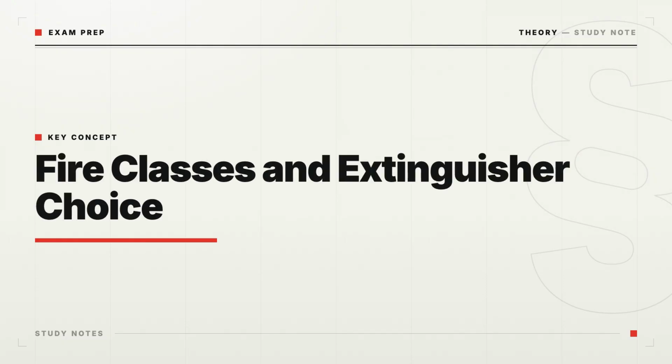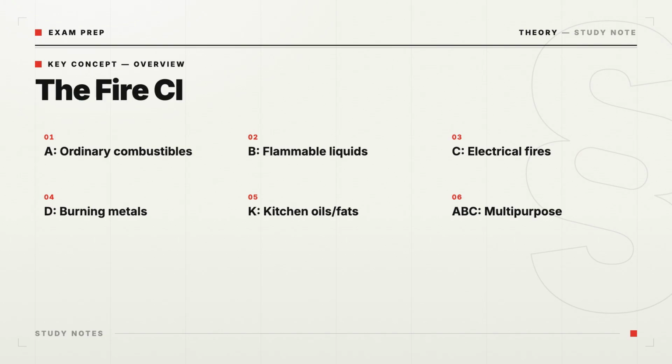Not every fire burns the same fuel, so not every fire is put out the same way. Grabbing the wrong extinguisher can spread the flames, cause an explosion, or electrocute the person holding it. That's why fires are sorted into classes, and extinguishers are rated for the classes they can safely handle.